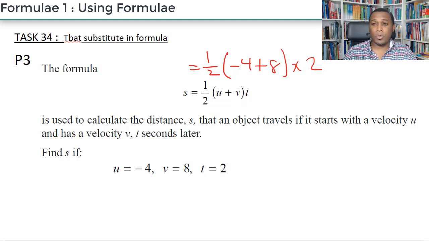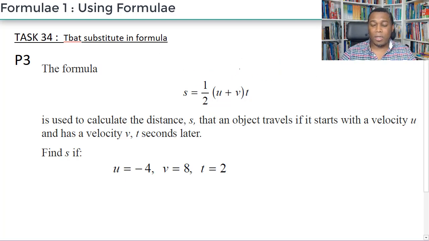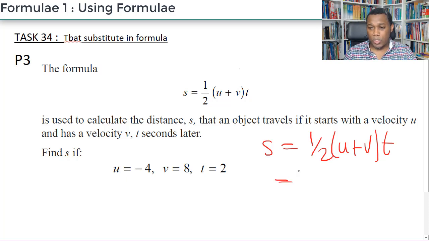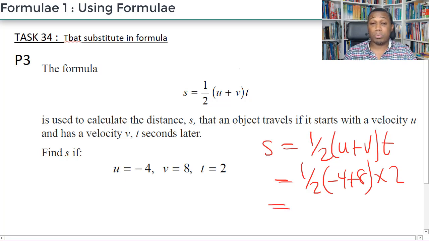The minus 4, and I probably put this where the picture is, so I'm going to rub it off, and I'm going to write it at the bottom. What should we have written? S is equal to half u plus v multiplied by t, which is equal to half minus 4 plus 8 multiplied by 2.